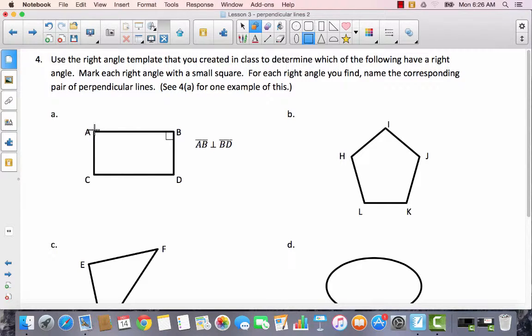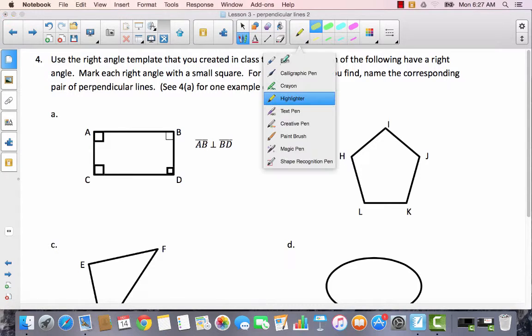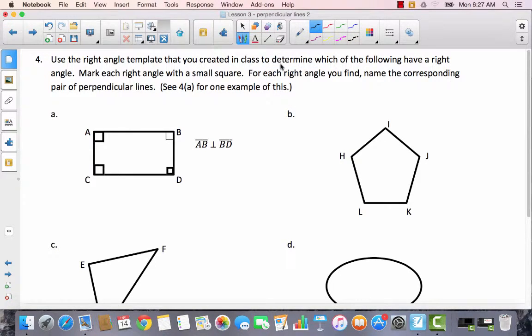Well, I know that this is a rectangle, and what I know about rectangles is that every angle is a right angle. Okay, so let's make sure that we have all of those marked. Now they already did line segment AB and BD. This little symbol means perpendicular. It's just like an upside down T, okay? So let's go ahead and just write in all of the other ones.